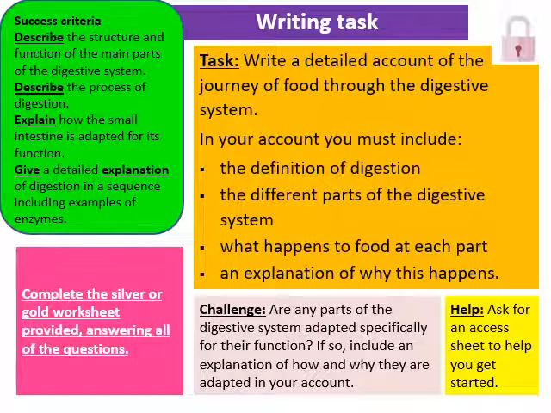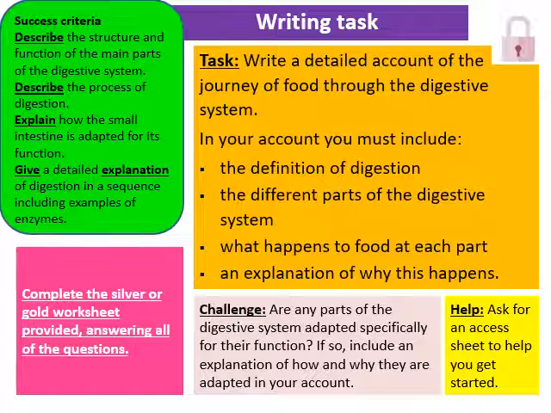We are going to be writing a detailed account of the journey of food through the digestive system. In your account, you need to go through the definition of digestion. You need to include the different parts of the digestive system and what happens to food at each part, as well as an explanation of why this happens. Think back to when we described what was happening in the diagram in the last half of the lesson.